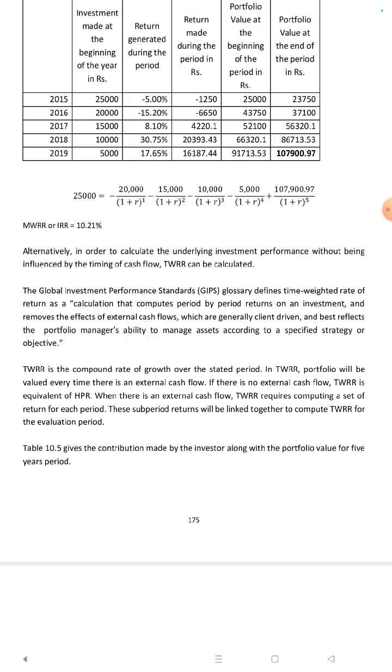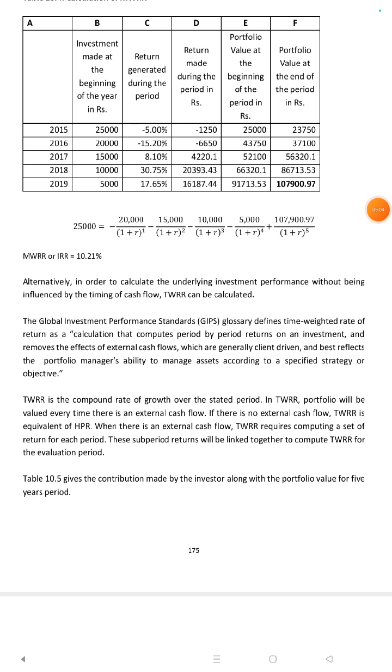The Global Investment Performance Standards (GIPS) glossary defines time weighted rate of return as a calculation that computes period-by-period return on an investment and removes the effects of external cash flows, which are generally client driven, and best reflects the portfolio manager's ability to manage assets according to a specified strategy or objective. TWRR is the compounded rate of growth over the stated period.